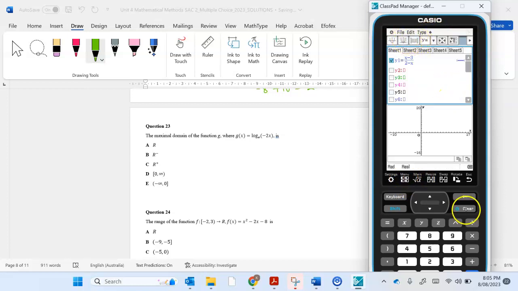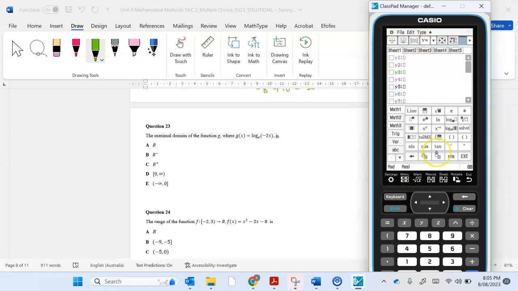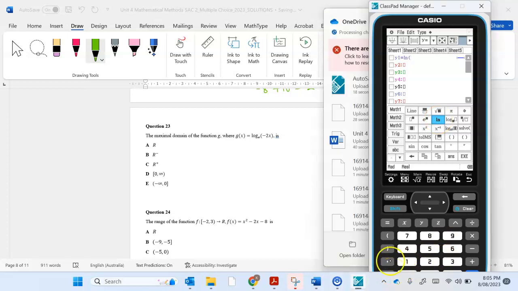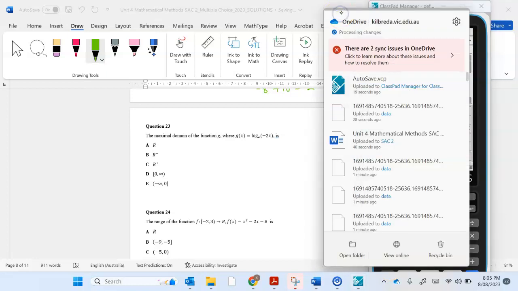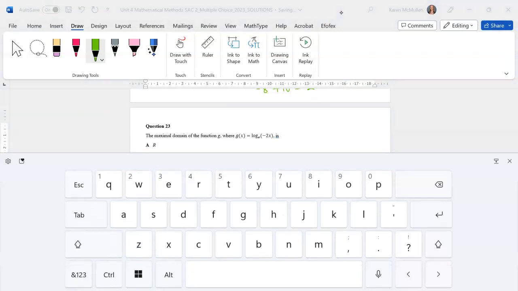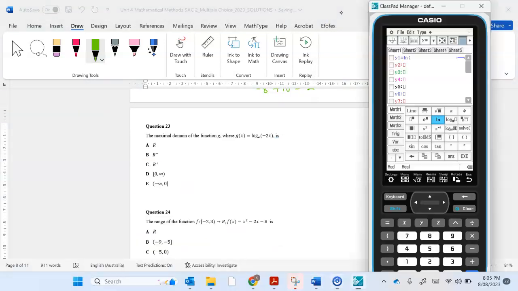All right, let's clear everything. What have we got? So on your calculator, ln is just your natural log. There we go. Negative 2x. I want that button. It's so annoying that it's below here.